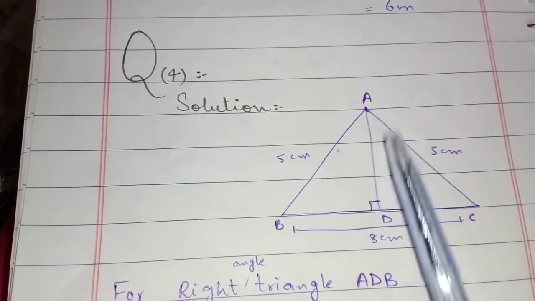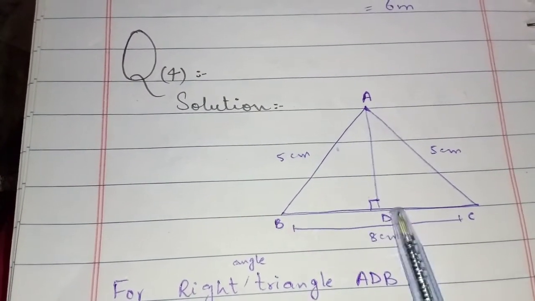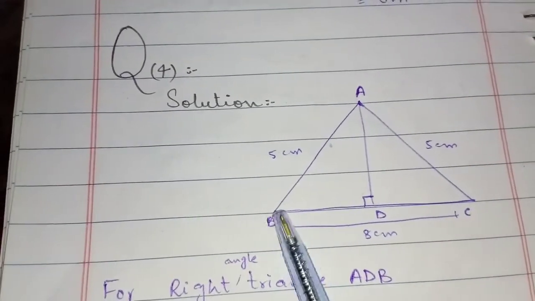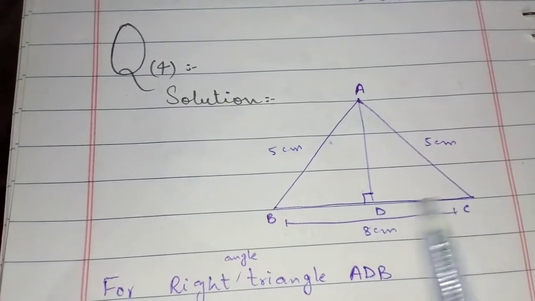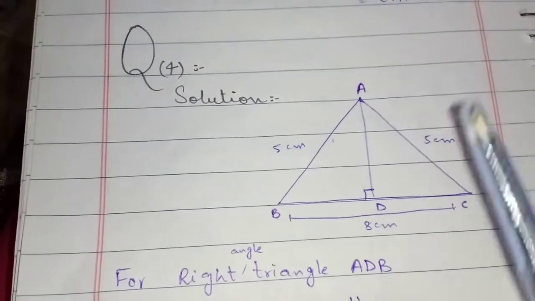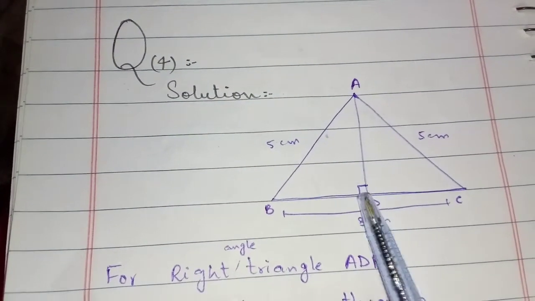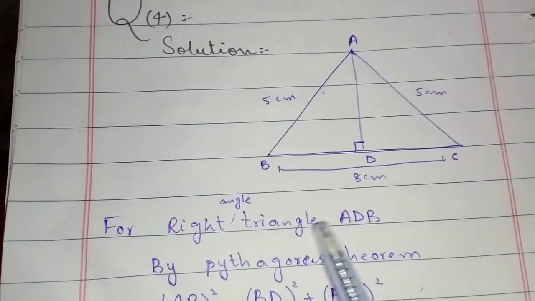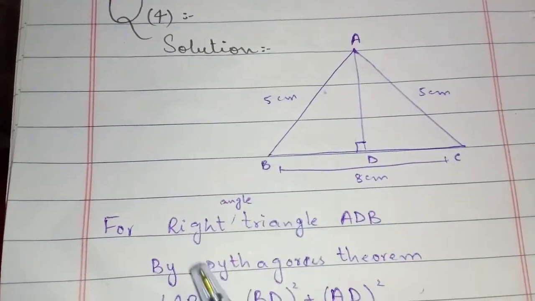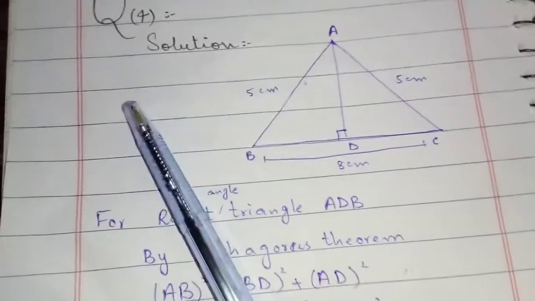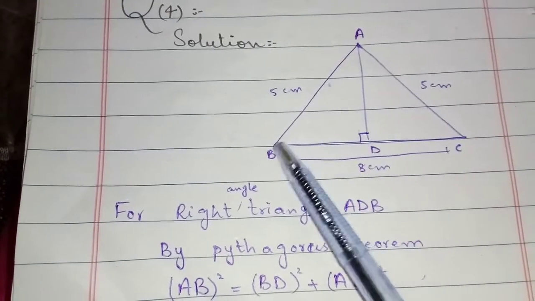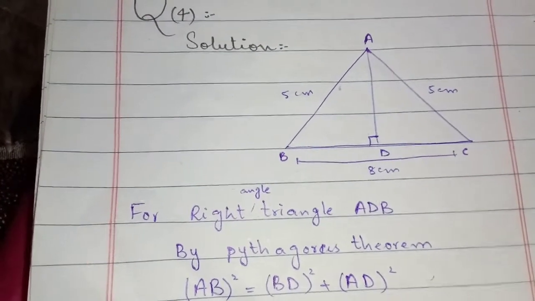So D is the midpoint of this base. So BD is equal to DC, that is equal to 4 centimeter. So first of all, we have to find the altitude of the triangle. For right angle triangle ADB, by Pythagoras theorem, hypotenuse square is equal to base square plus altitude square.